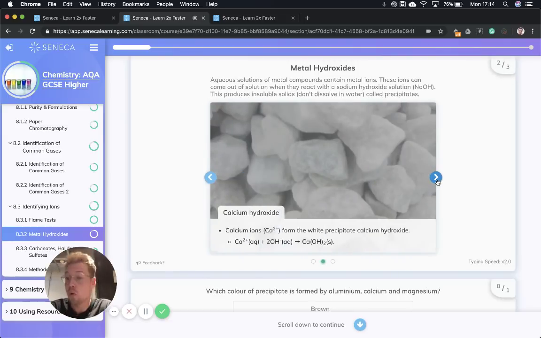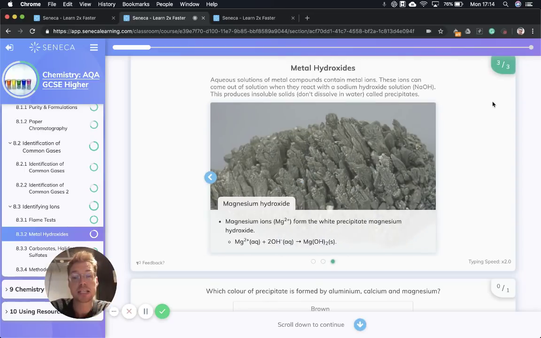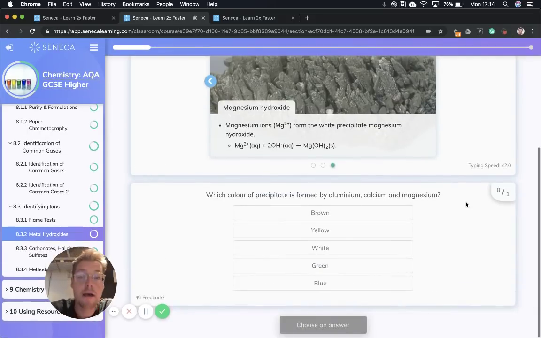Calcium hydroxide, also a white precipitate. Ca2+ + 2OH- goes to Ca(OH)2. If we're doing state symbols, remember those ions, the Ca2+ and OH-, are going to be aqueous, but that precipitate is going to be solid. You need to include that s. Next, we're doing magnesium hydroxide, the third and final white precipitate. Mg2+ + 2OH- goes to Mg(OH)2.